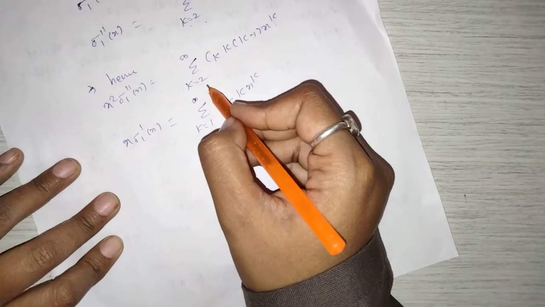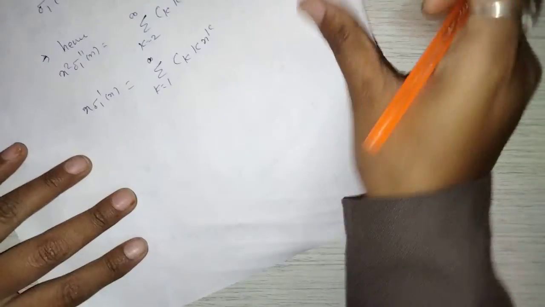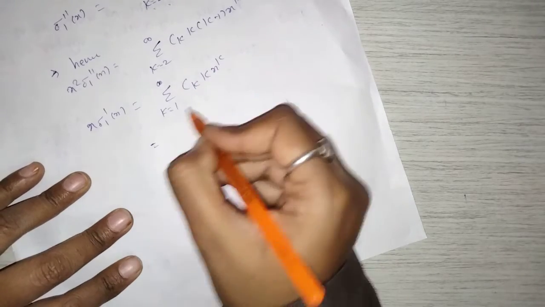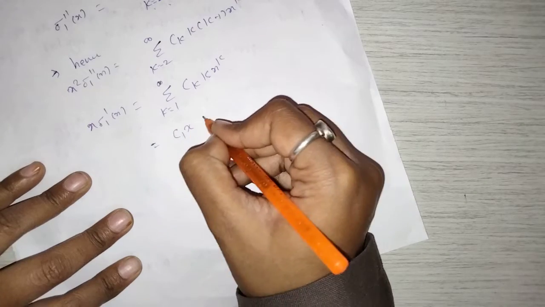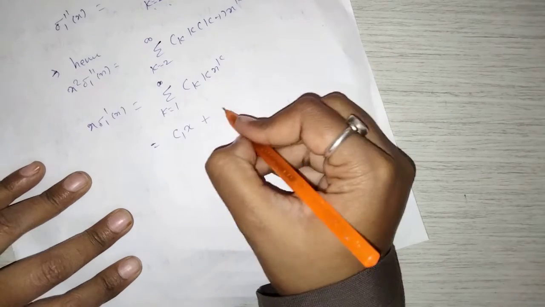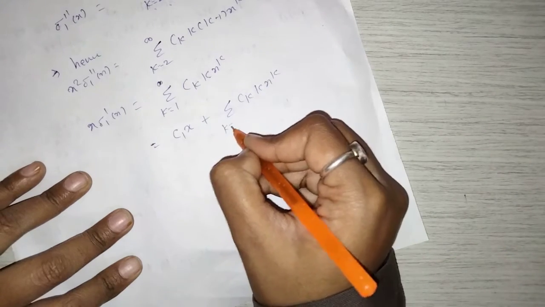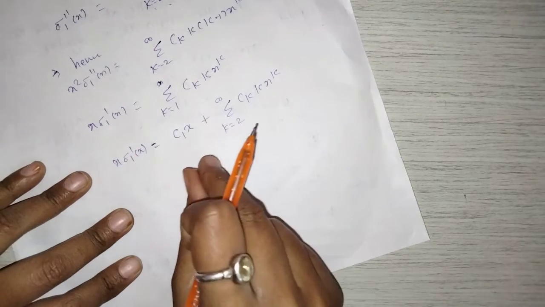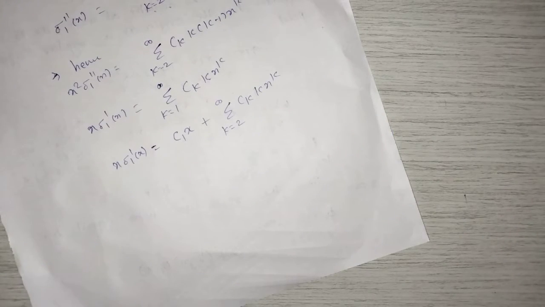Here the series starts from 2 to infinity. Here the series starts from 1 to infinity. So to convert this series to k from 2 to infinity, first put k equal to 1 in this series, we get c1 into x plus the remaining terms starting from 2 to infinity. So x into sigma 1 dash of x equal to c1 into x plus summation ck into k x raised to k, k running from 2 to infinity.